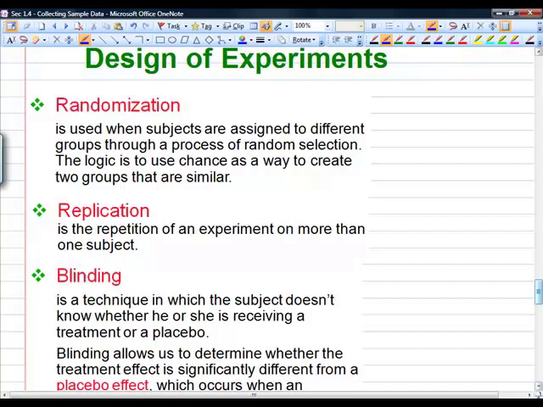But when you do design experiments, there are some things you need to consider, and one of them is randomization. You have to assign subjects to different groups through a process of random selection. Otherwise, you've introduced bias into your research, and we've discussed that. Replication means that the repetition of an experiment must be done on more than one subject. You want to have a large group of subjects to see, is this just something that happened by chance, or does it look like there's really a trend going on?